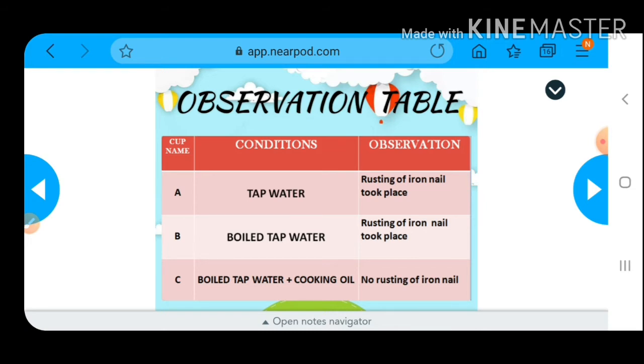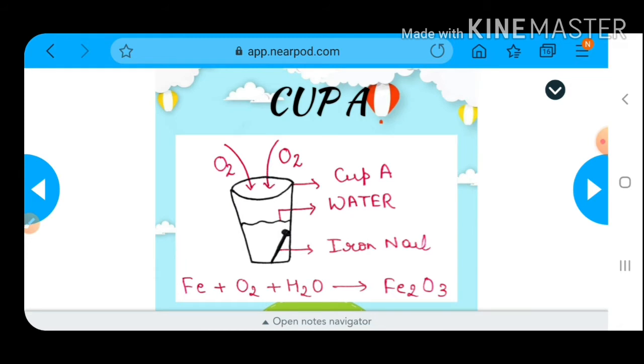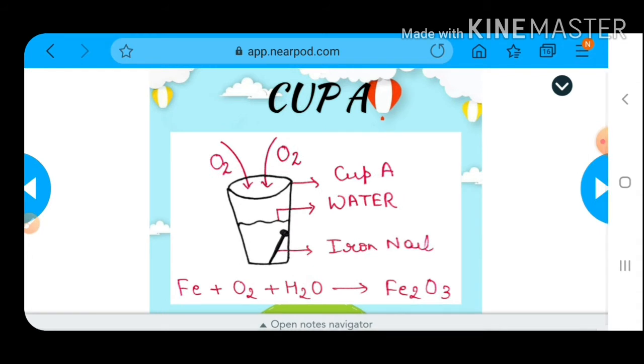So now let's proceed. Now children, we will try to find out the reason behind the observation, that what led to the rusting and what did not lead to the rusting in cup C. So let's start with cup A. I have made this diagram, so we are going to understand the result and the reasoning behind the observation with the help of the diagram.